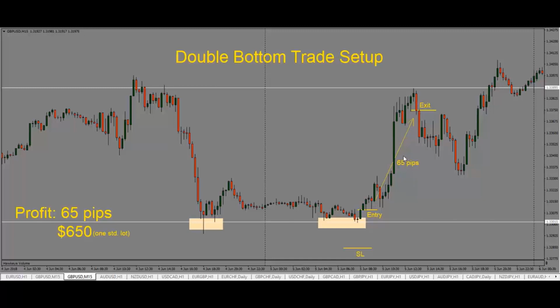From entry to exit here, we get 65 pips in the trade. So our profit is 65 pips or $650 if trading one standard lot.